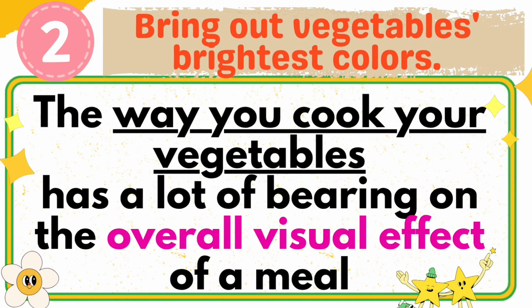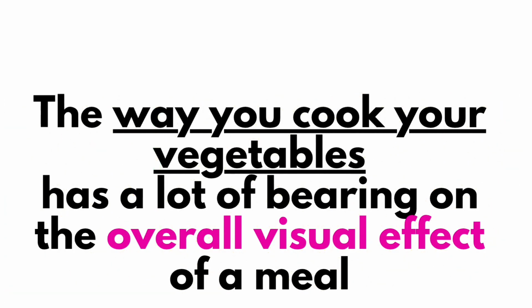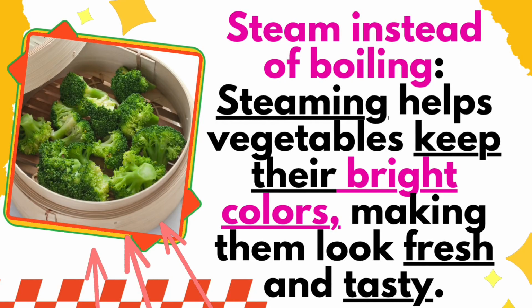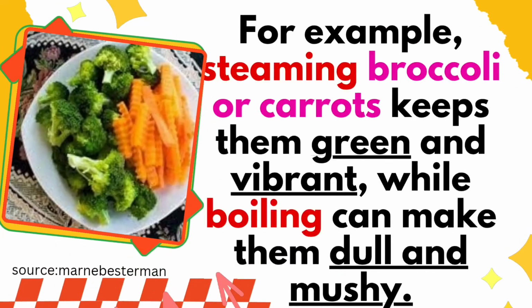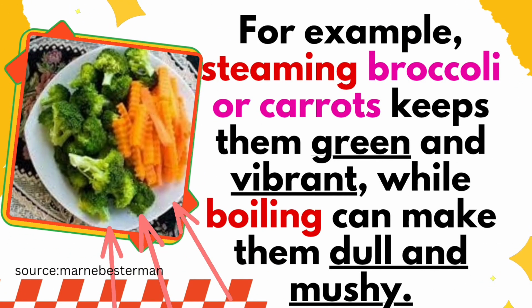2. To bring out vegetables' brightest colors, the way you cook your vegetables has a lot of bearing on the overall visual effect of a meal. Steam instead of boiling. Steaming helps vegetables keep their bright colors, making them look fresh and tasty. For example, steaming broccoli or carrots keeps them green and vibrant, while boiling can make them dull and mushy.